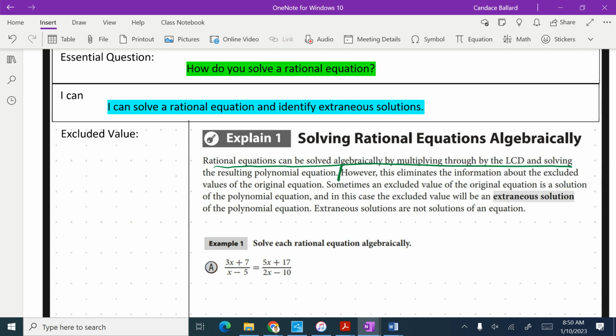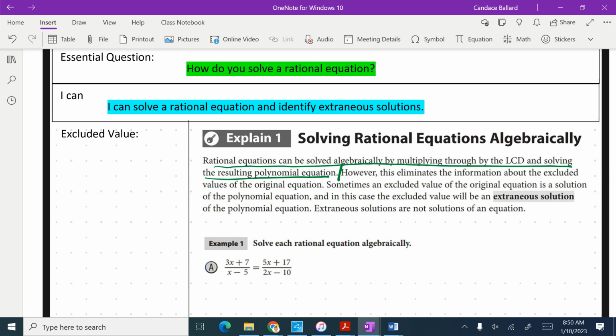We're going to multiply everything by the LCD and solve the resulting polynomial equation. Which is going to take us back to our quadratic solving and all of that stuff we did before. So we're moving on to the next step here.